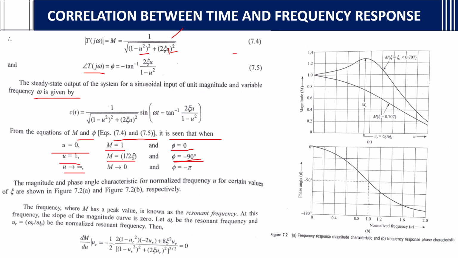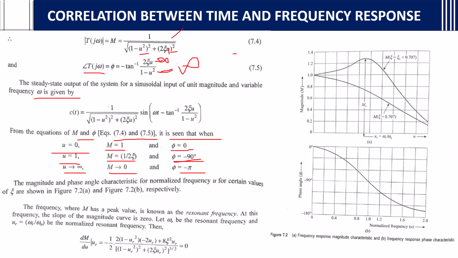Okay. Then u tends to infinity. If u tends to infinity, then what will you get? M is 0. Why? Because 1 by infinity is 0. So if you substitute u as infinity here, then tan inverse of infinity by 1 minus infinity. 1 minus infinity means you are subtracting infinity from 1, so it is infinity by minus infinity. You will get minus tan 180.